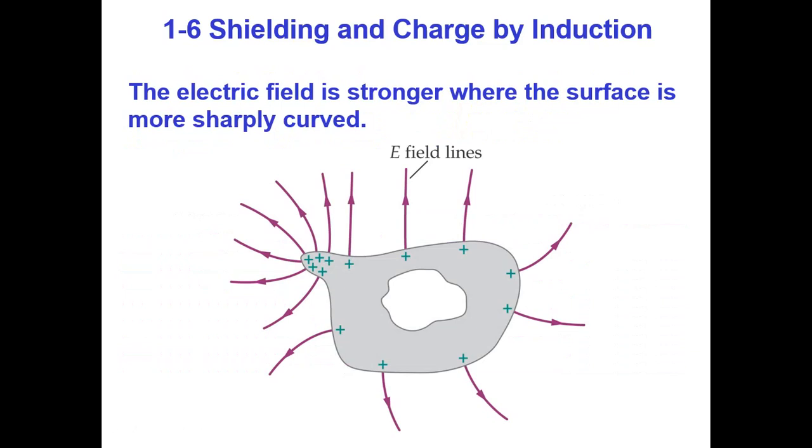Now, shielding and charging by induction. In this phenomenon we can see the electric field is stronger where the surface is more sharply curved. See here, where there is more charge there is a stronger electric field, from here, here, and here. So the basic phenomenon is that the electric field is stronger where the surface is more sharply curved.